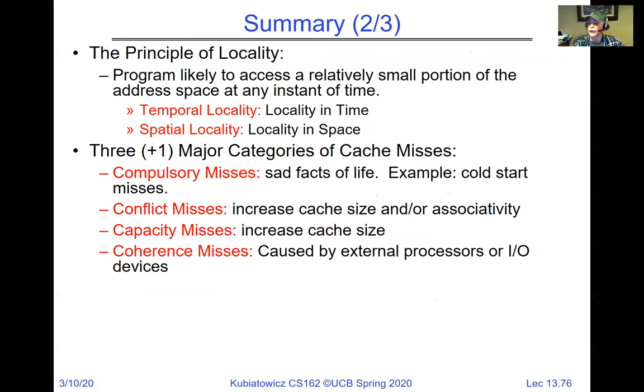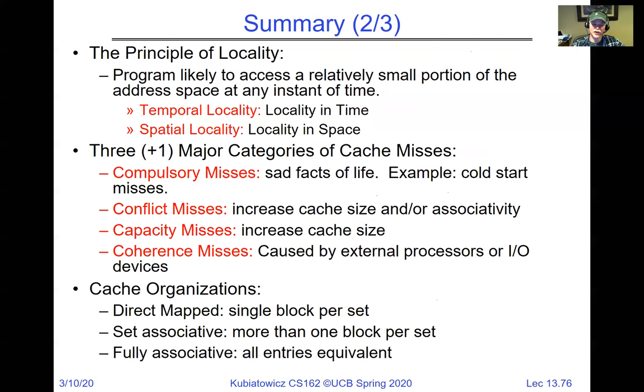Try to remind you a little bit of your 61C on caching and talk about why that works well for the TLB.